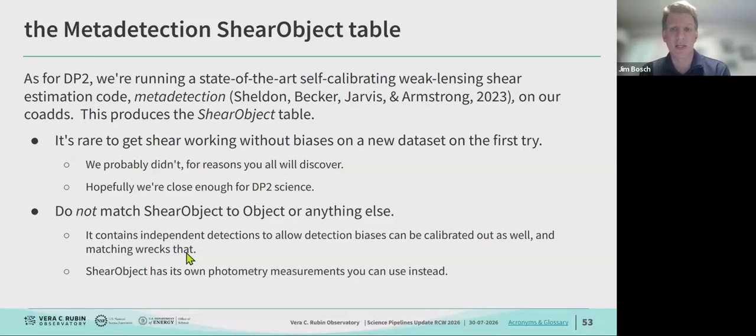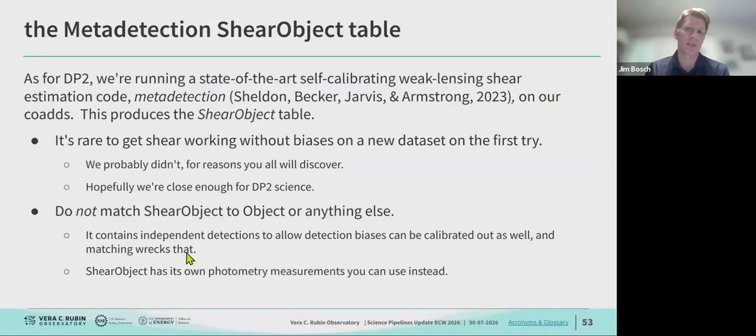One key caveat on this is that you should not be matching the shear object table to object, or really to anything else. Part of what makes it a state-of-the-art measurement is that it corrects for detection biases. One of the awful things about shear is that it biases everything you do, including exactly how you detect objects. And the way this works around that is by doing its own self-calibration of what it detects. And if you match that to anything else, you end up filtering your catalog based on a different catalog's possibly biased detections. So you can't get away with matching shear object to anything else.